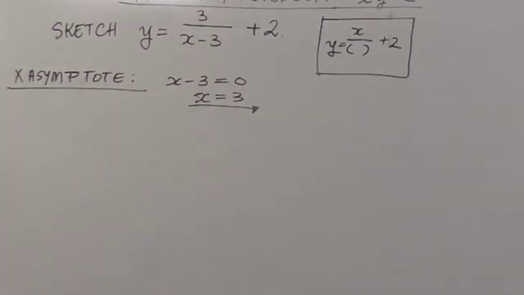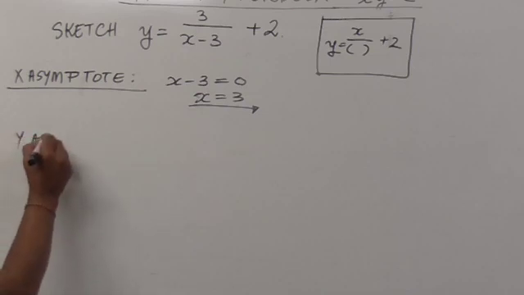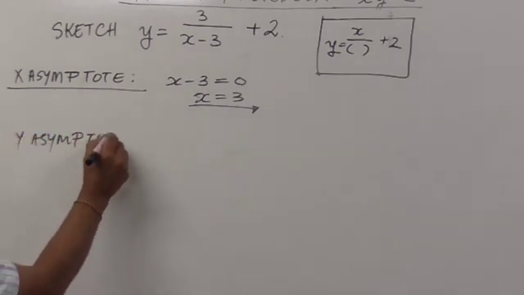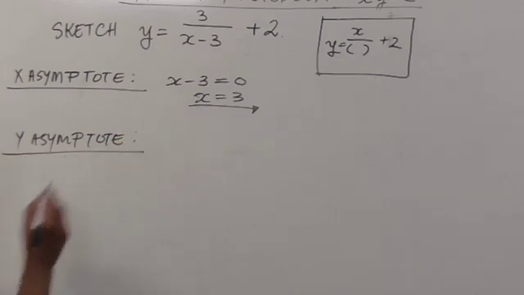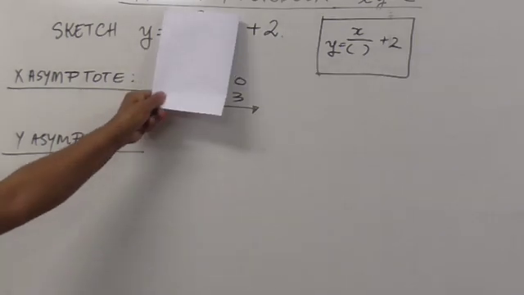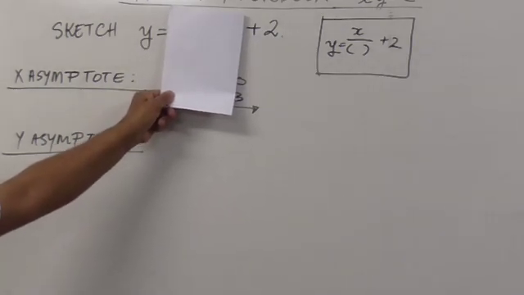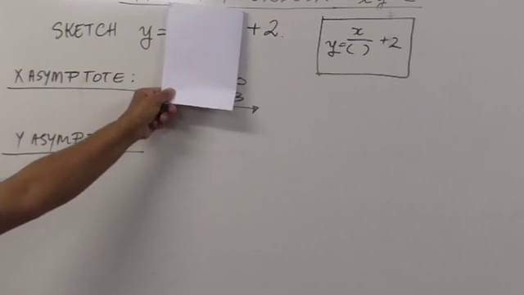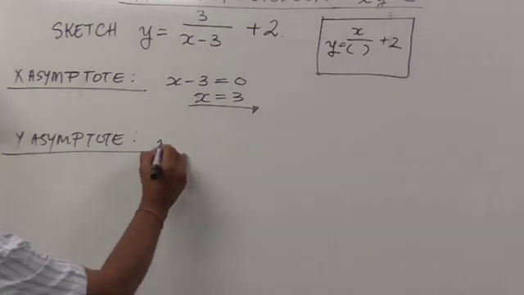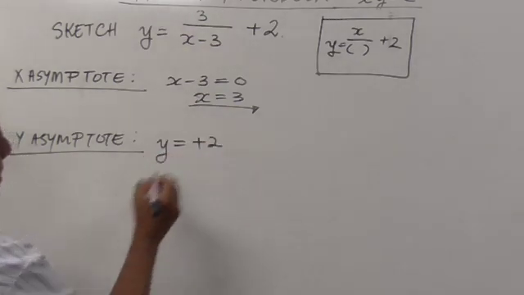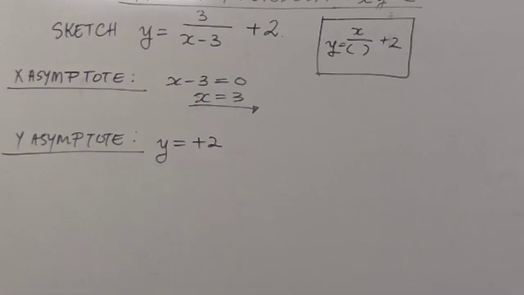Now you want the y asymptote. This is what you do. Just block off this section here. And what do you see? The answer is y is equal to 2. So that's your final answer. The asymptote is y is equal to 2. Now that's a quick shortcut way to find it.